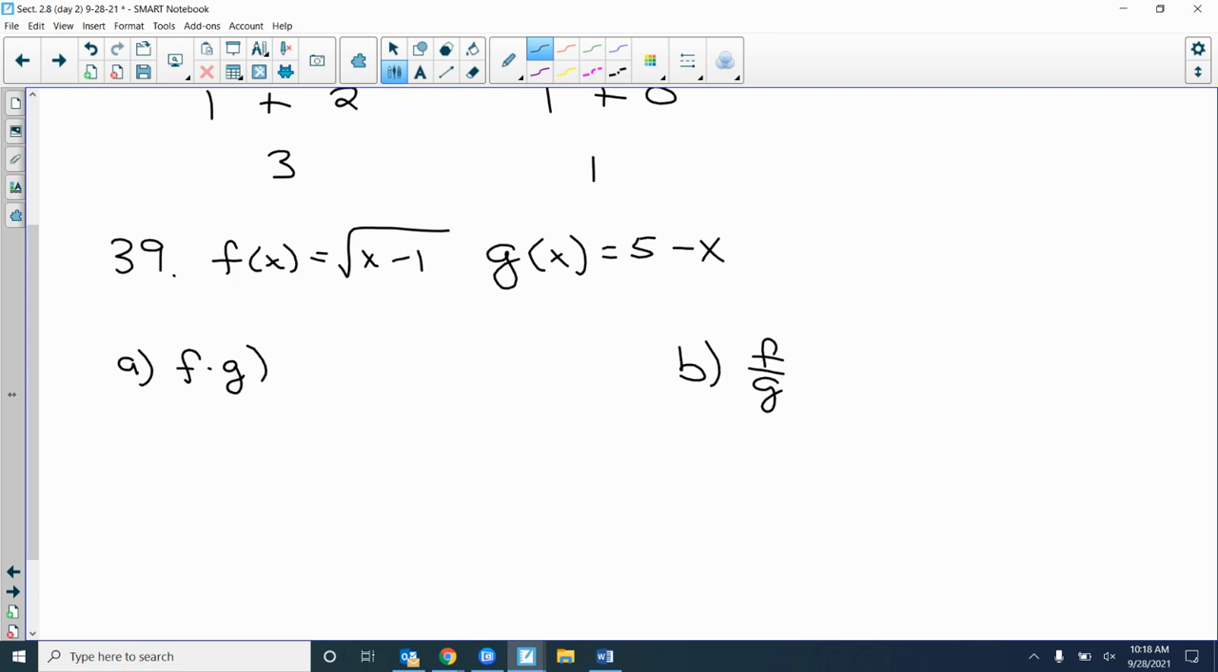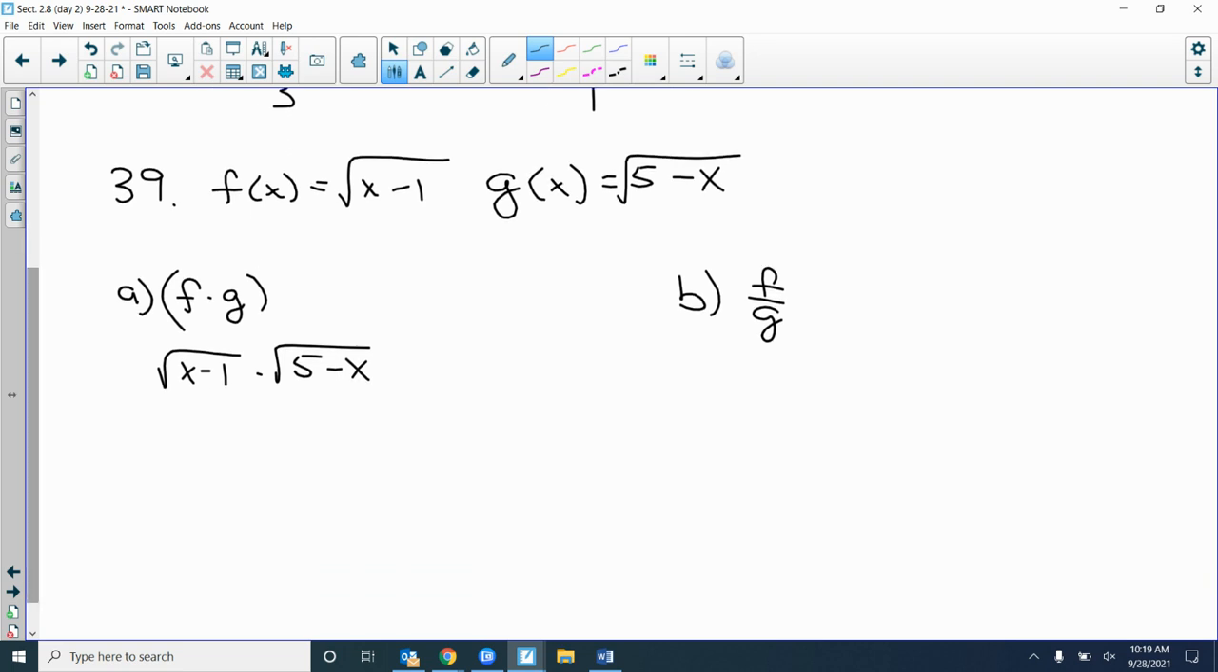Okay, for that one. Well, f times g, if you look at that, that's the square root of x minus 1 times the square root of 5 minus x. You don't need to multiply that together. You don't need to FOIL it, you don't need to do anything like that. You can just leave it just like that. All right, so here's what I'm going to ask you. F times g of 10. Can I do that?